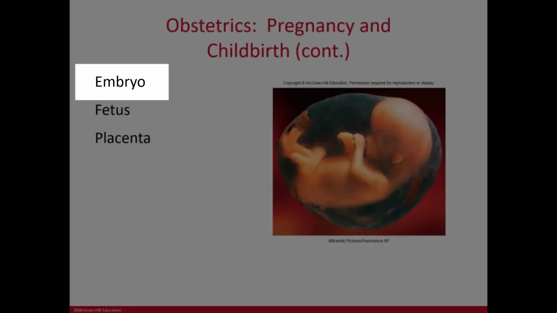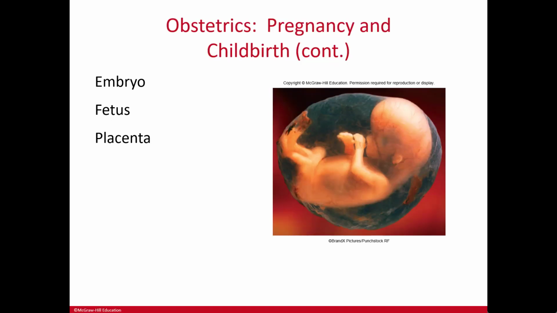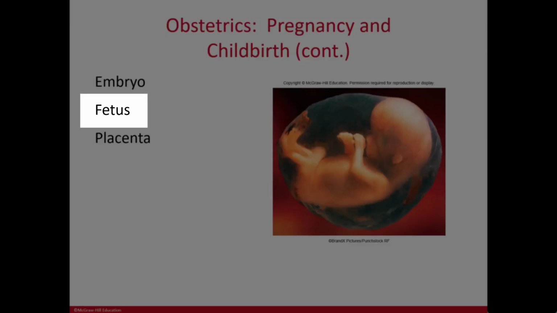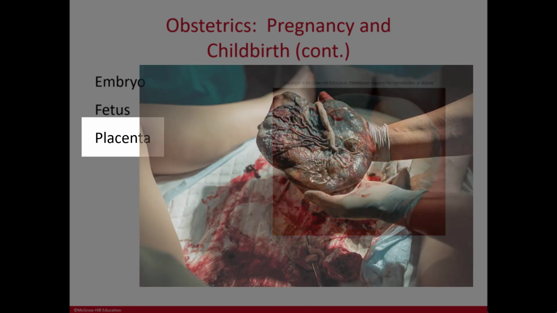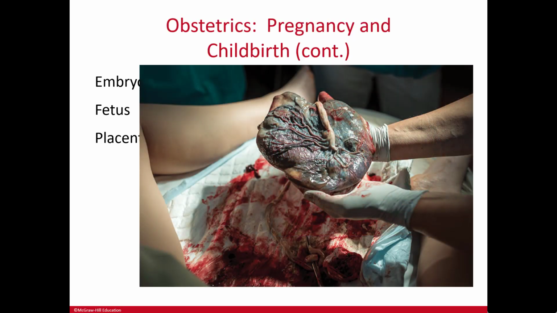An embryo is defined as the developing organism from the time of conception until the end of week 8 or the second month after development. After that, we use the term fetus, so from week 8 until birth. The placenta is a mass of tissue that increases in size as the pregnancy progresses and provides a lifeline between the mother and the fetus.